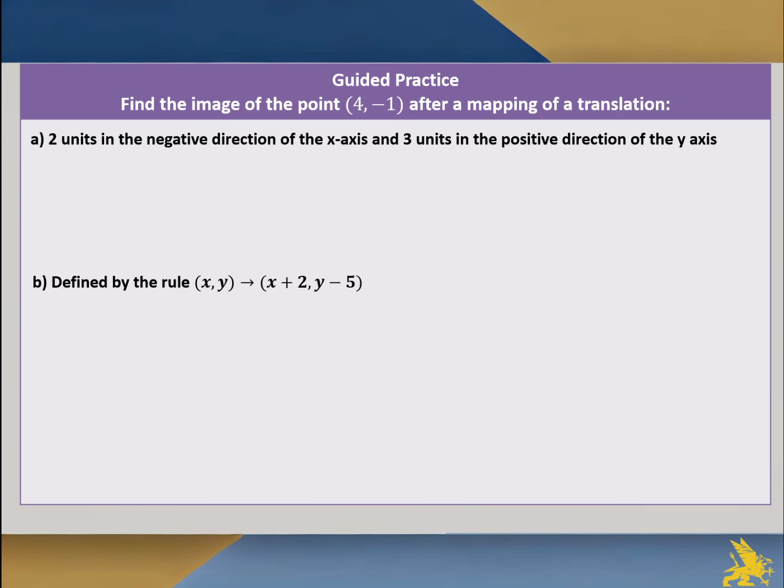Well, the first thing we need to think about is what's happening with our x. It's saying 2 units in the negative direction, so we're just taking away 2. What is happening with our y? We've got 3 units in the positive direction for the y. So we've got a couple of things we're looking at.